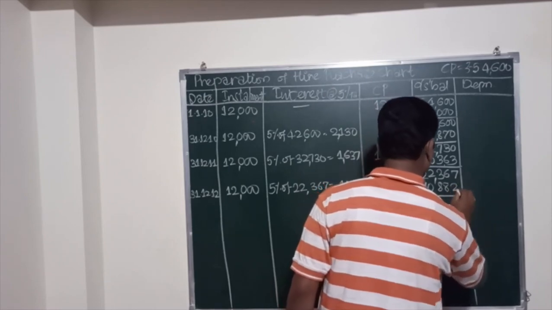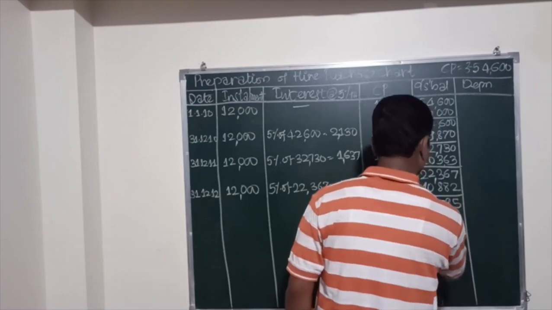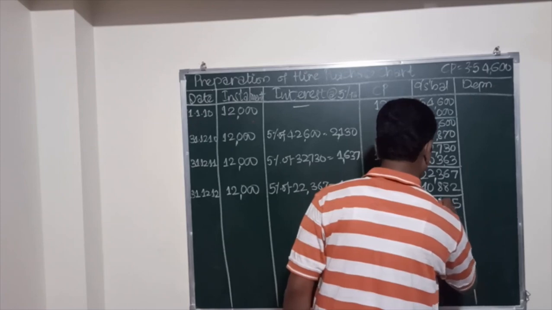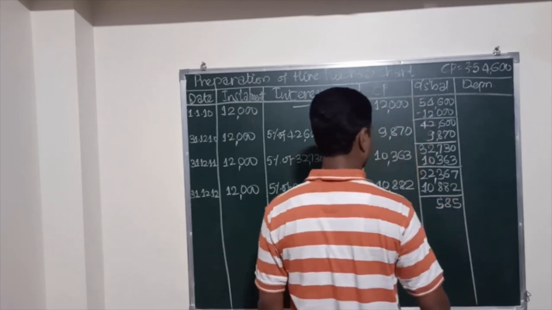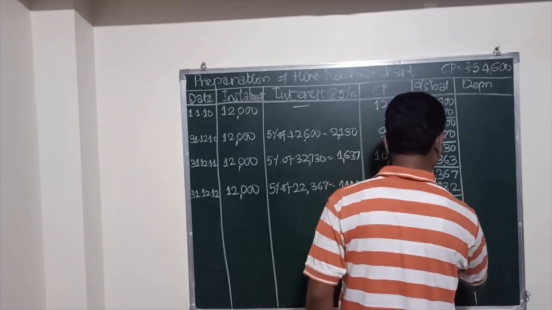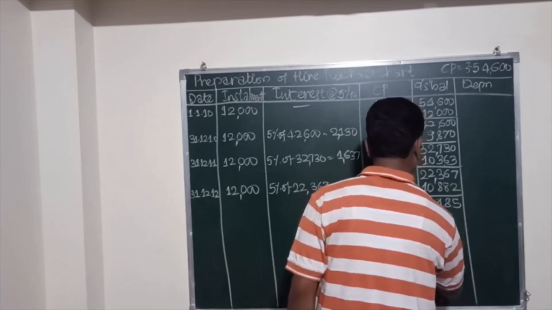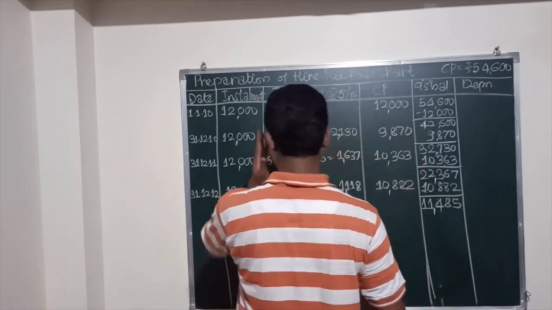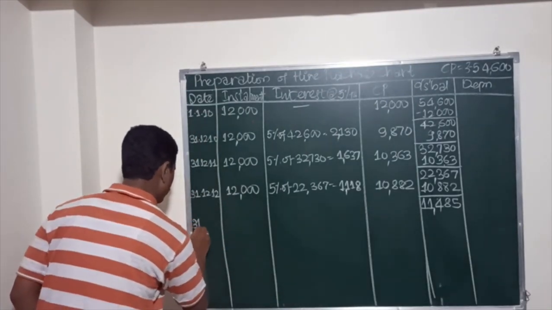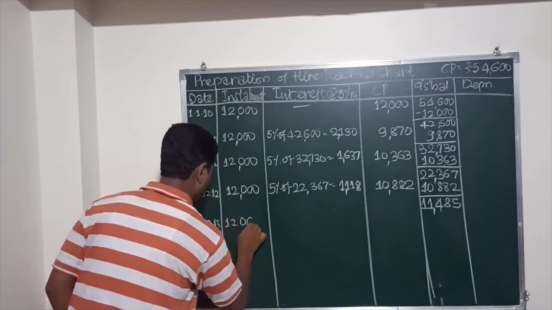So 10,882. When you find the difference here, you get 11,485. Then the last installment becomes due on 31st December 2013, so 12,000 here.